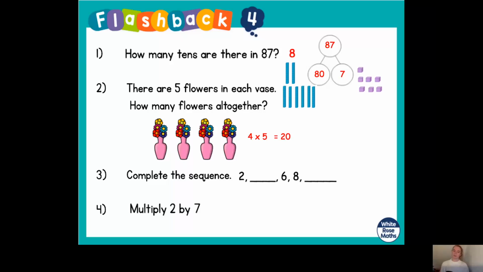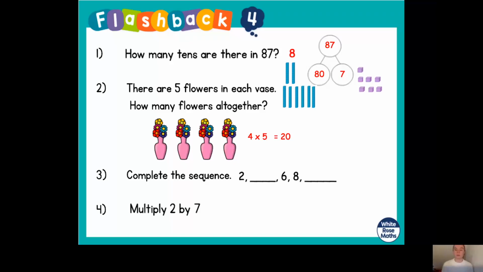Now, number 3 says complete the sequence. So, did you manage to work out if it was counting forwards or backwards? It starts with the number 2, and then the next number we see is 6, and then the next number is 8. So the number is getting bigger each time, isn't it? So therefore, it's counting forwards. Now, to work out what it is going up in, we need to look at the 2 numbers that are together. Now, what is the difference between 6 and 8? Yes, that's right. It's 2. 6 plus 2 equals 8. So now we know that it's going up in steps of 2.